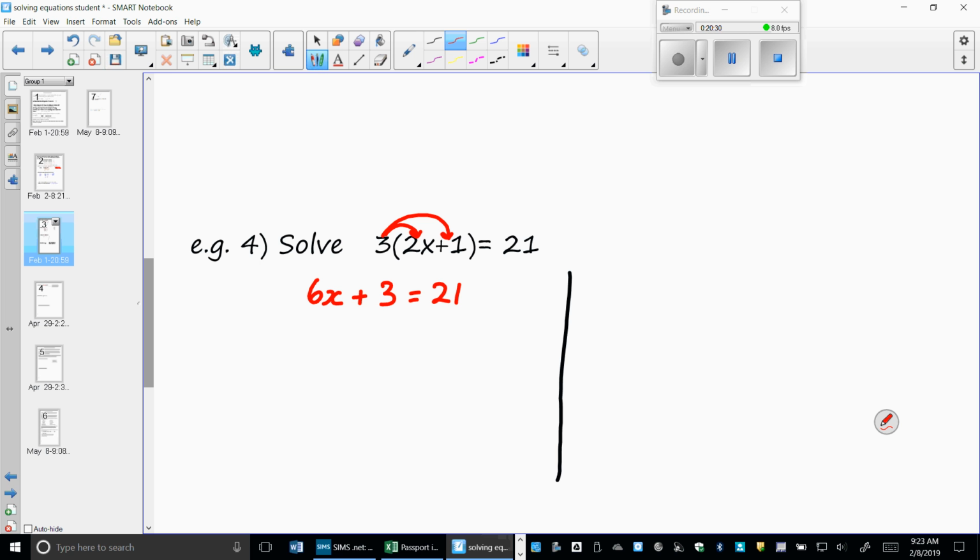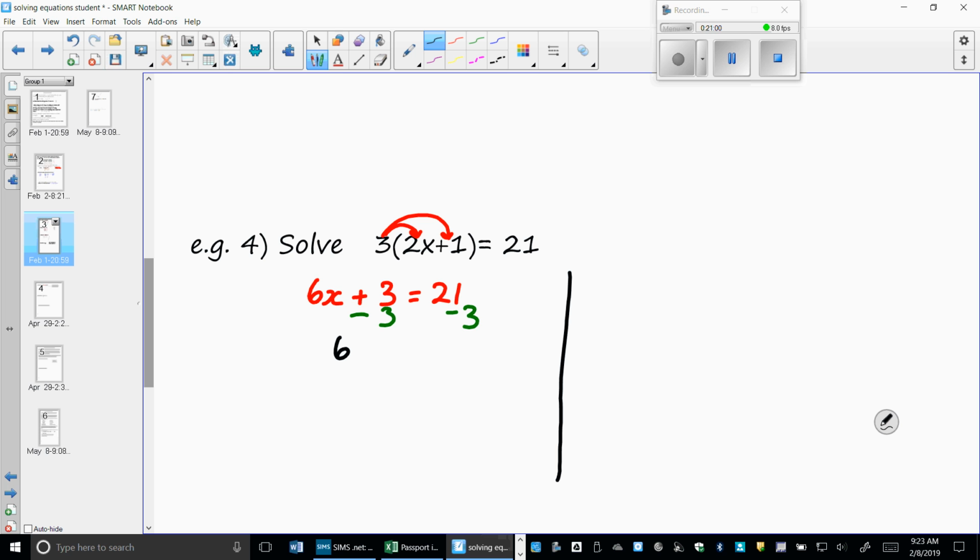Okay, so remember, Sarah, for this example, we're going to get rid of our bracket first. And then we're going to do another example where we get rid of the 3 a different way. So we've expanded it. Now it looks really similar to one of those other ones we did, doesn't it? So we look for any addition and subtraction. We can see that we've got a plus 3. So how do we get rid of that? We're going to do the opposite. So we'll take away 3 from both sides.